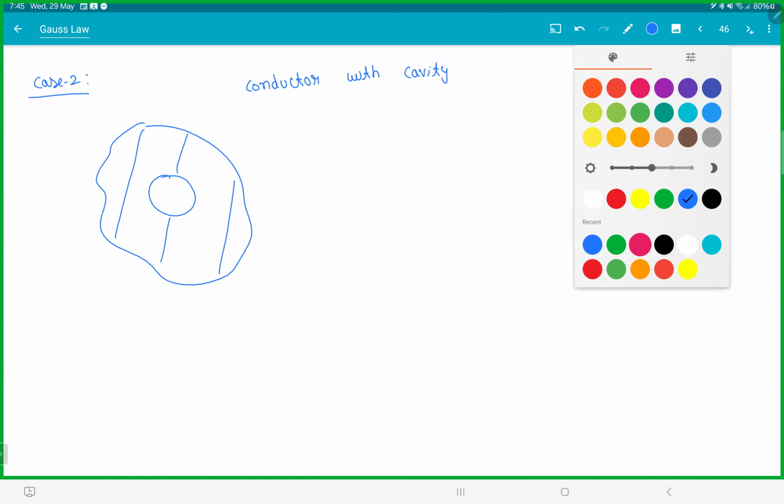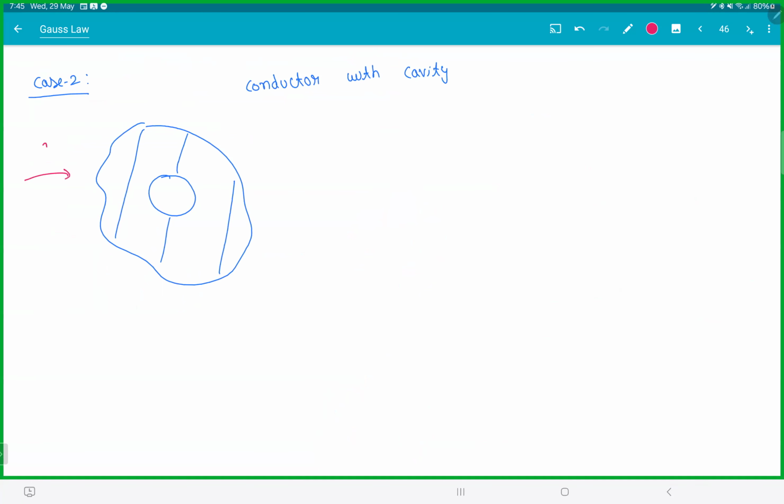And now you gave charge Q. So now my doubt is, will there be any charge inside the cavity? Let's assume there is a small charge here, small q, then the remaining charge should be outside because charge is conserved.